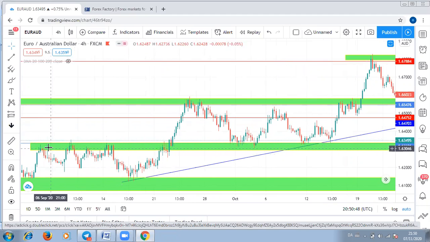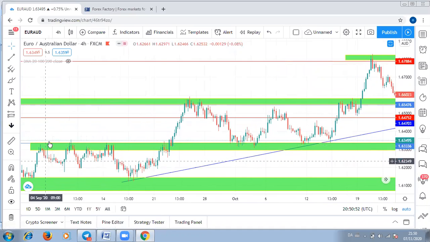This particular area has been tested once, two, three times. The more an area is tested, the weaker it becomes. So now, when it tests the first time, many people will sell. Then it's going to test the second time. Some other people will sell.